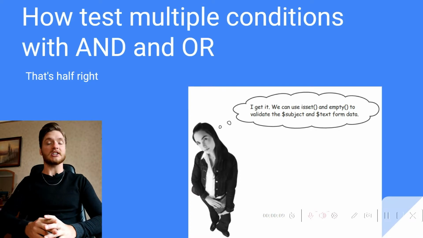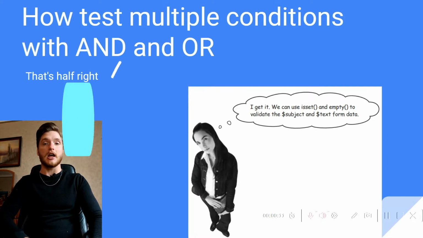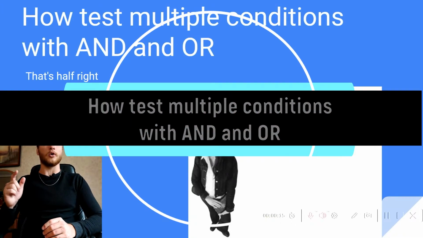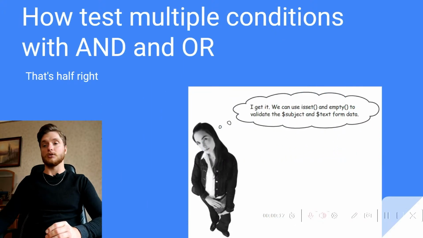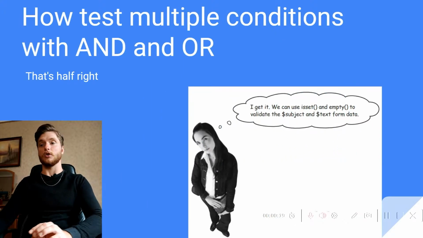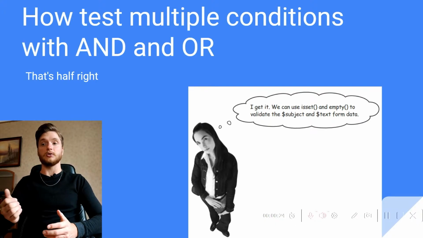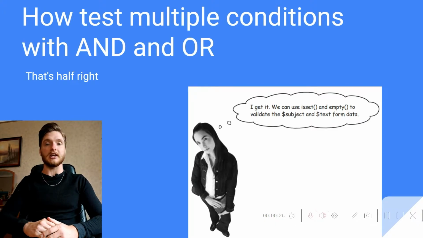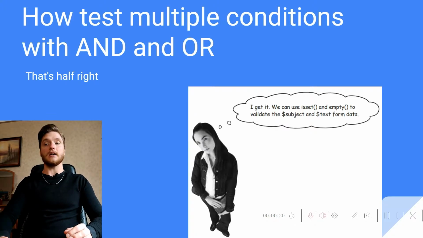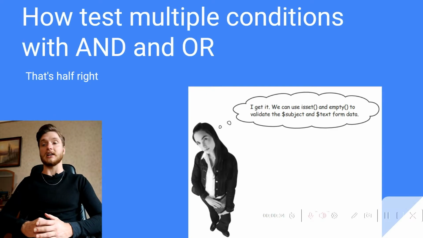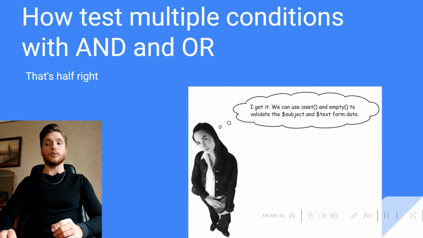We're talking about HTML, PHP and MySQL and the topic of how to test multiple conditions with AND and OR. Let's talk about this. So, I get it, we can use isset and empty to validate the $subject and $text form data. That's half right, we're really just checking to make sure the form data isn't empty, so empty is what we need.